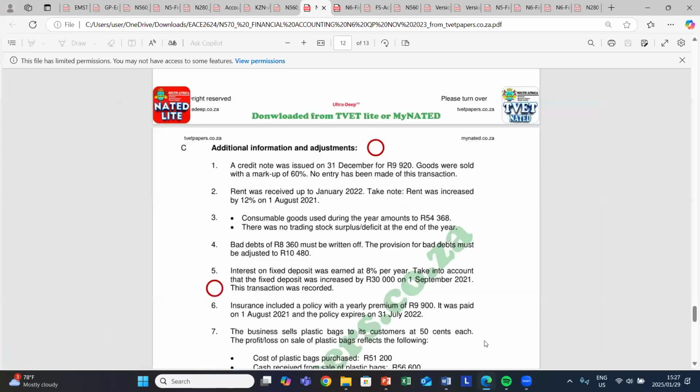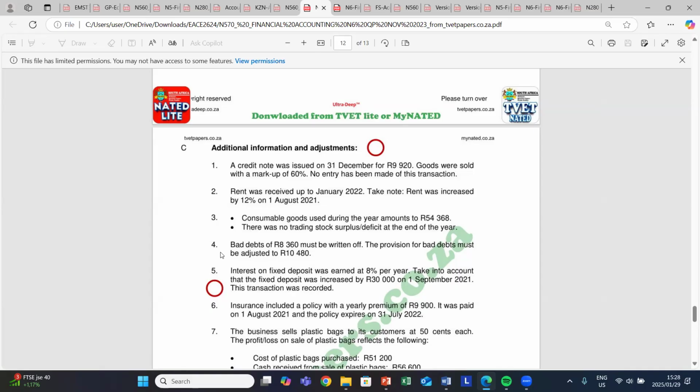And then they said that there was no trading stock deficit or a surplus, meaning we used our trading stock. There's no trading stock deficit or a surplus simply means that there was no fraud in our business. It's a good thing. Simply means that we calculated our thing correctly. Meaning there were no people who stole. So that is a good thing. If you don't have a trading stock deficit or a surplus, that is a good thing.